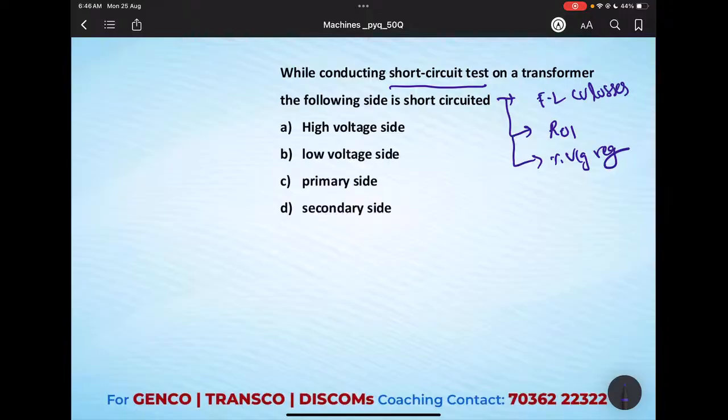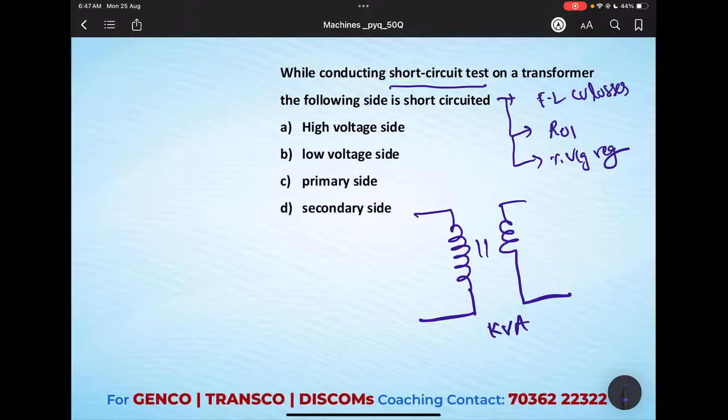That means if you see the transformer connection, let's take this is a HV winding and this is a LV winding. We already discussed the kVA of a transformer is the same whether it is a HV winding or LV winding. So in order to keep kVA constant, the voltage and current parameters are going to change. In LV side, voltage will be less, current will be high. In HV side, voltage will be high, current will be less, in order to make a constant kVA.